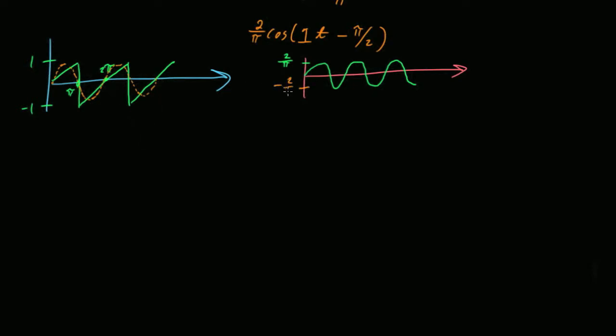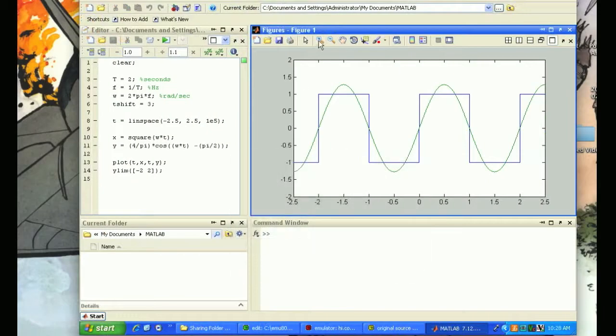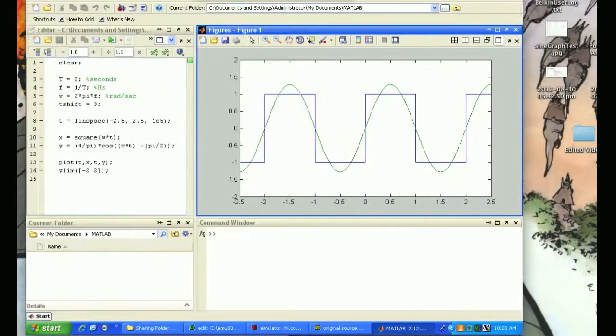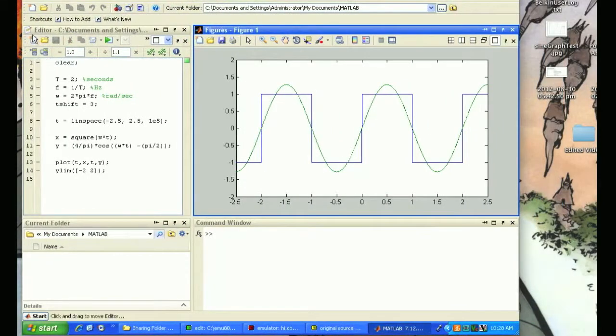And hopefully we're going to do a few harmonics at a time.